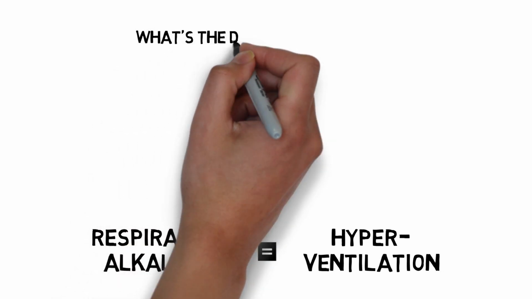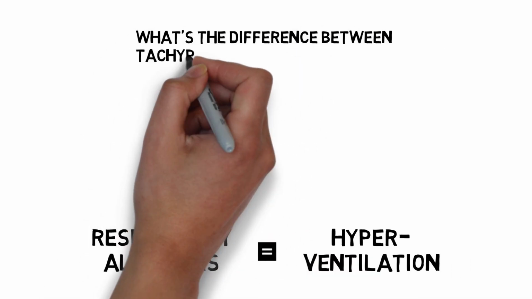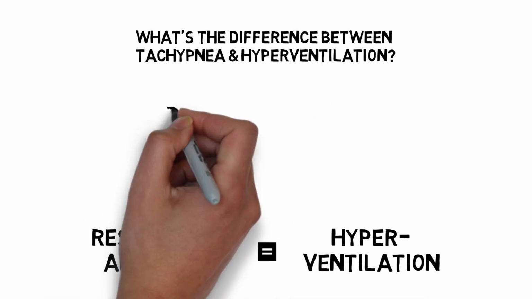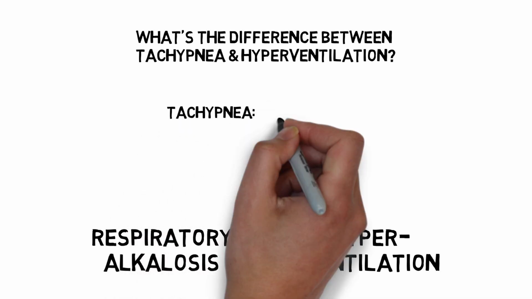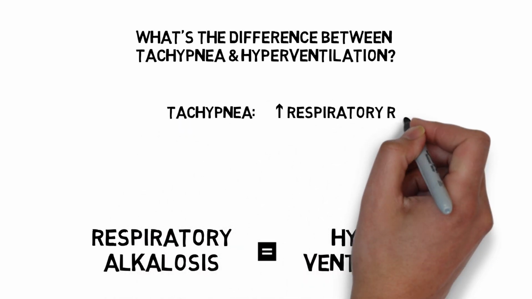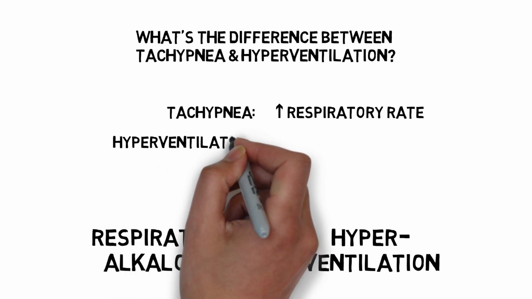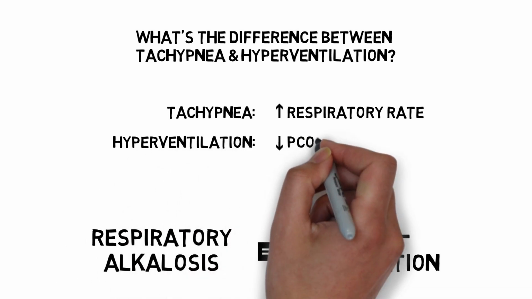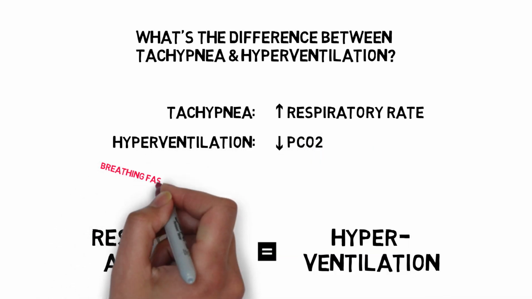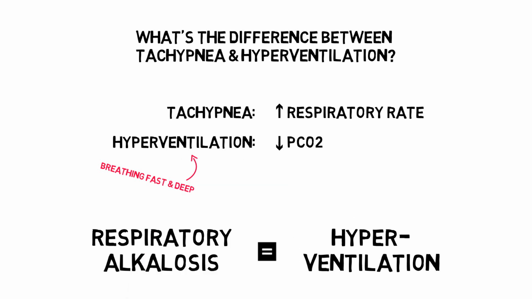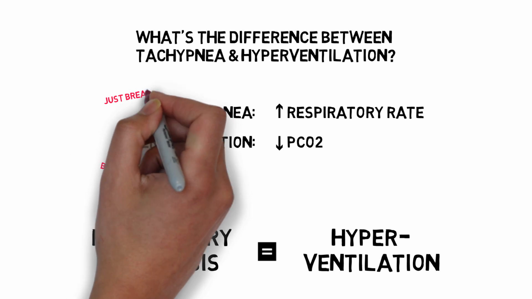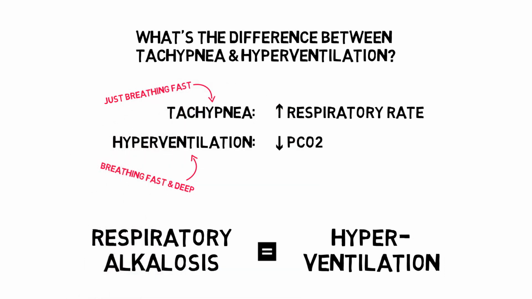A little sidestep. What's the difference between tachypnea and hyperventilation? Well, tachypnea is solely an increased respiratory rate. Hyperventilation is defined as a lowered carbon dioxide level. This is accomplished by breathing fast and deep. Tachypnea could therefore lead to hyperventilation, but it doesn't have to. Breathing fast and shallow increases dead space ventilation and will not cause hyperventilation or low CO2 levels.